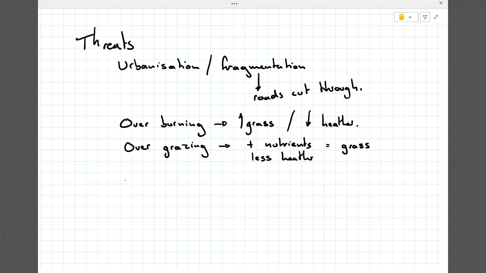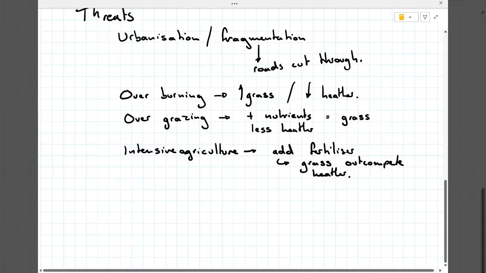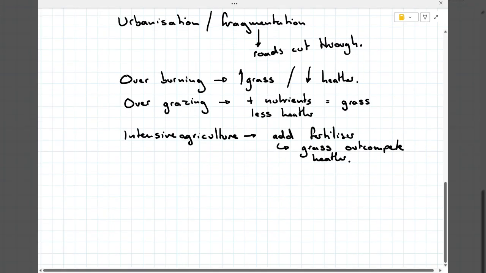You might have intensification of agriculture as well. And these things add things like fertilizer. So you get grasses outcompeting the heather again, which makes it more productive from a farming standpoint, but less valuable as a habitat for these organisms.